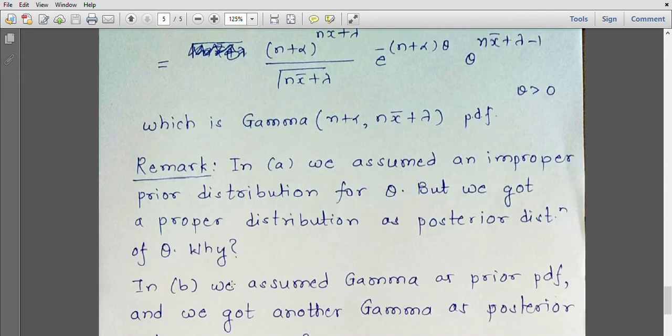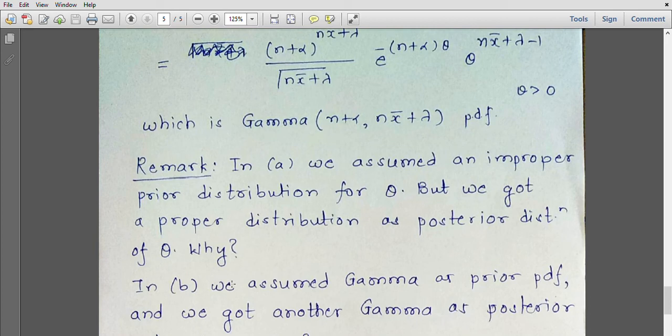So there are two remarks. In the first case, we assumed an improper prior distribution for theta, but we got a proper distribution as the posterior distribution of theta. So why is this? I think you should think about this. I'll reveal the solution in the live Zoom lecture, which we are going to have tomorrow. But till then, think about why, even if we start with an improper prior distribution for theta, we end up getting a proper posterior distribution of theta.